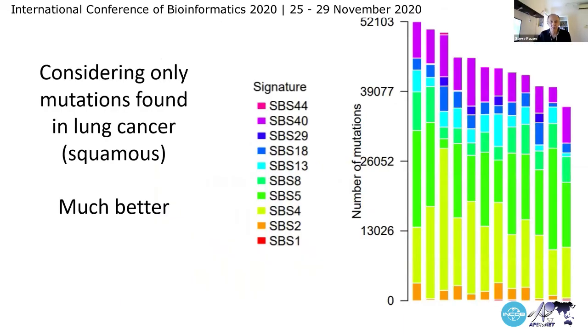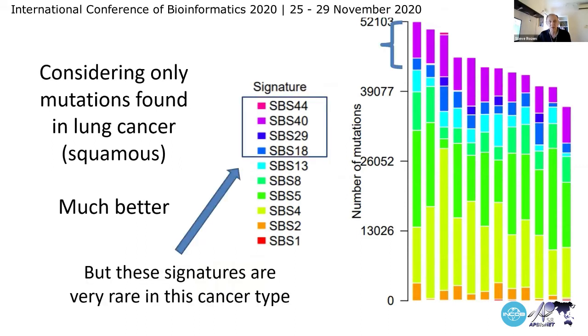Okay. So we could also then, of course, consider only mutations found in lung cancer. This is actually squamous lung cancer, which has a simpler set of mutations, a simpler set of signatures than adenocarcinomas. And we do much better, but there are still 4 signatures attributed that are actually very rare in squamous cell lung cancer. So it's highly unlikely that all of these would have had these very rare signatures. They're not rare in general, but they're rare in lung cancer.